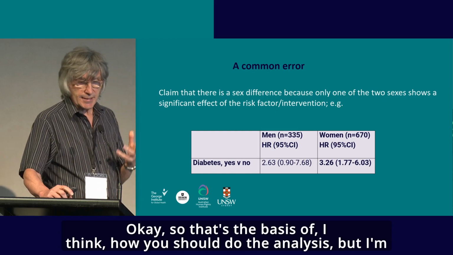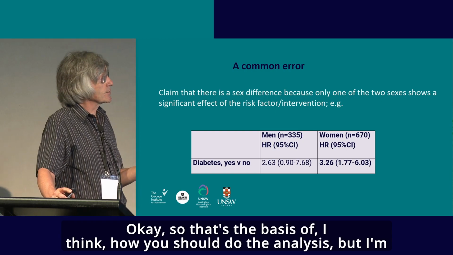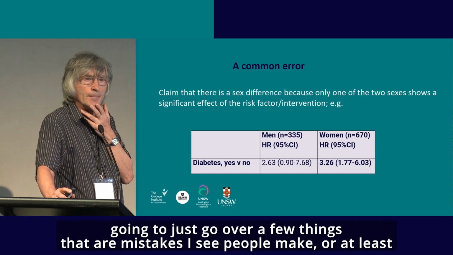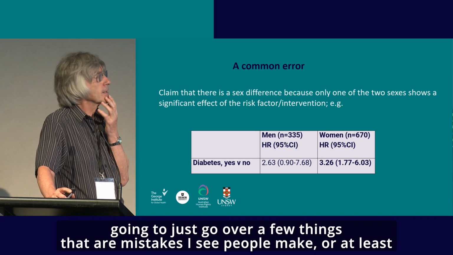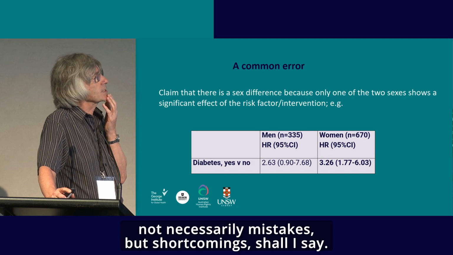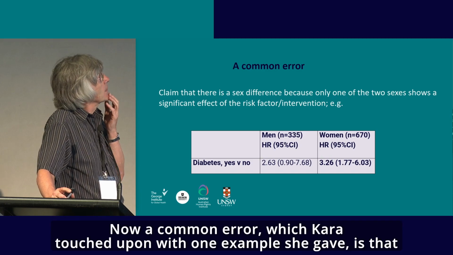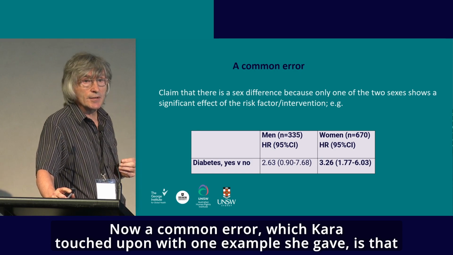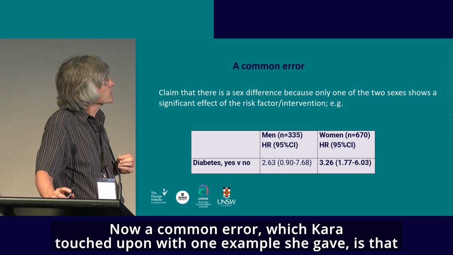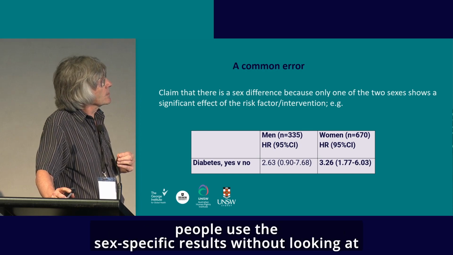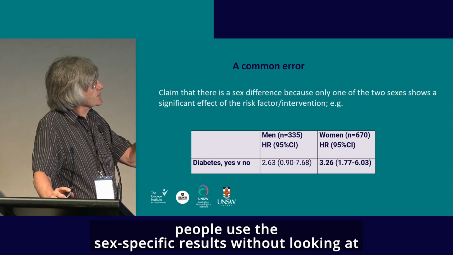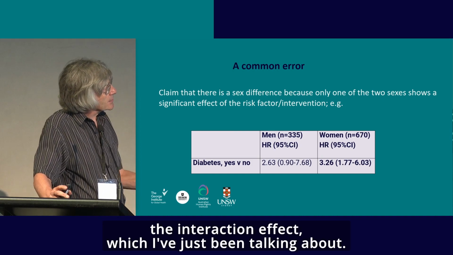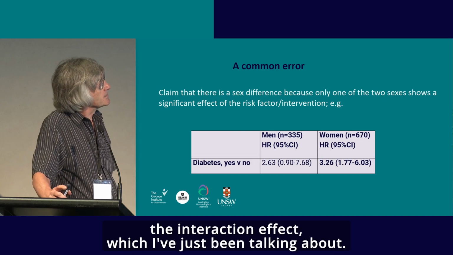Okay, so that's the basis of, I think, how you should do the analysis. But I'm going to just go over a few things that are mistakes I see people make, or at least not necessarily mistakes, but shortcomings, let's say. Now, a common error, which Cara touched upon with one example she gave, is that people use the sex-specific results without looking at the interaction effect, which I've just been talking about.